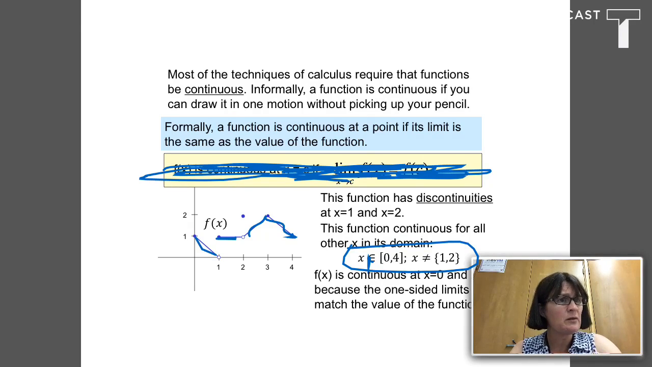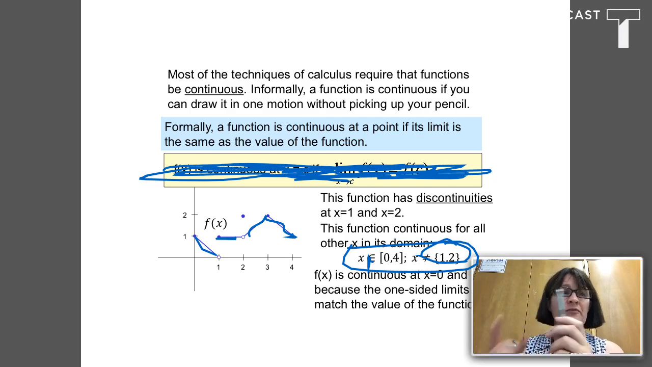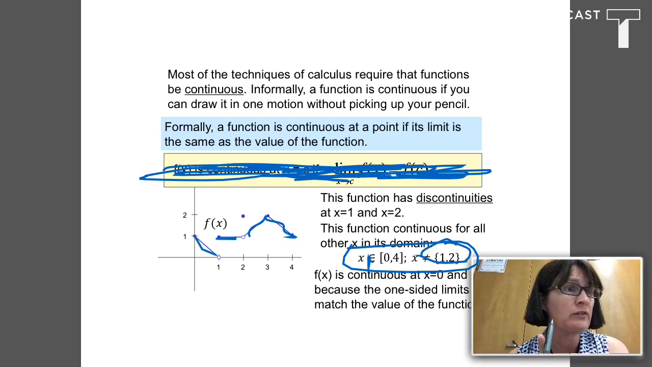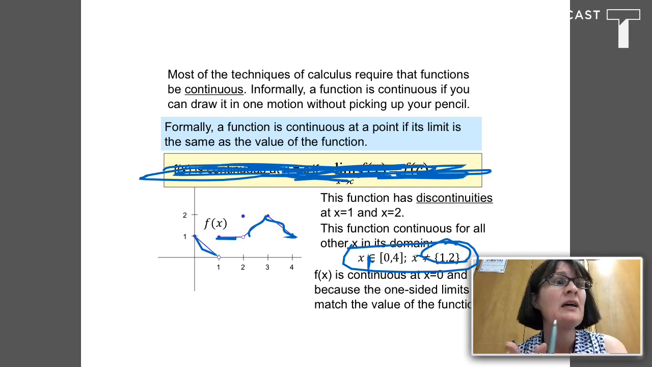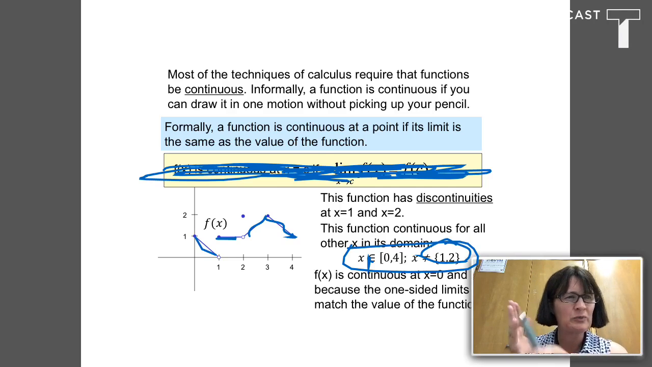I want you to stop the video now, and I want you to answer that next question on your page. I told you for what x values this function is continuous. Now for those two x values where it's not, x is 1 and x is 2, I want you to stop and figure out the limit as x approaches 1 from the left, the limit as x approaches 1 from the right, and the limit as x approaches 1 of f of x. And then do the same thing for 2. I want to start to make the connection between this graph and a formal definition.